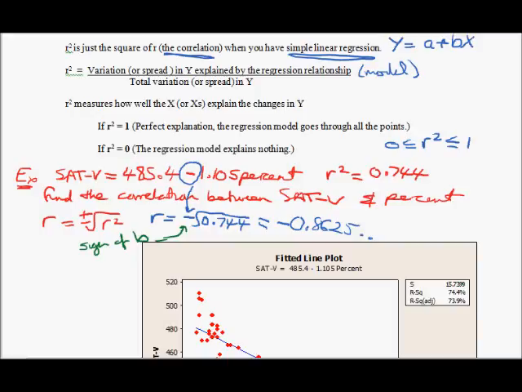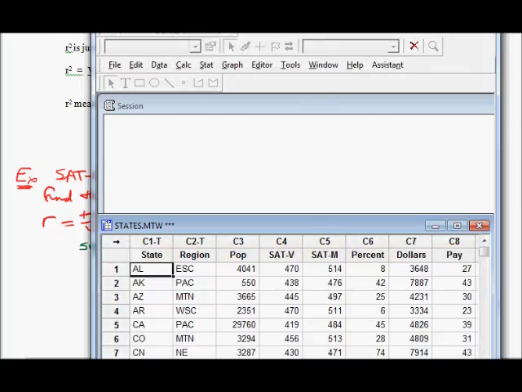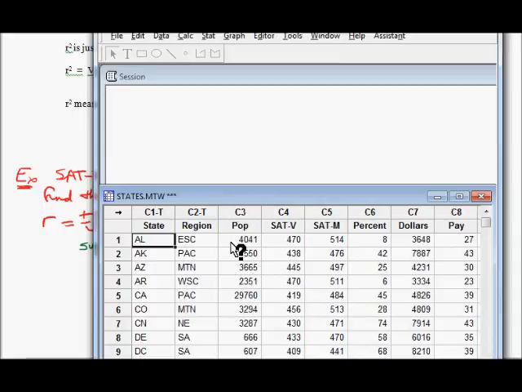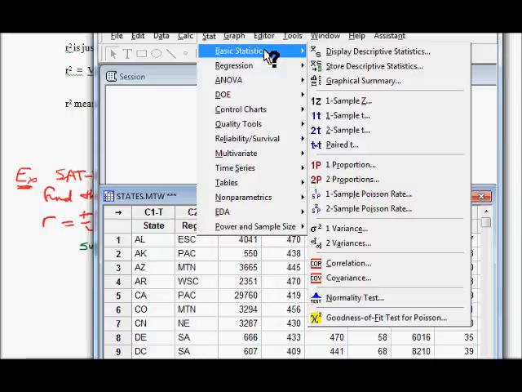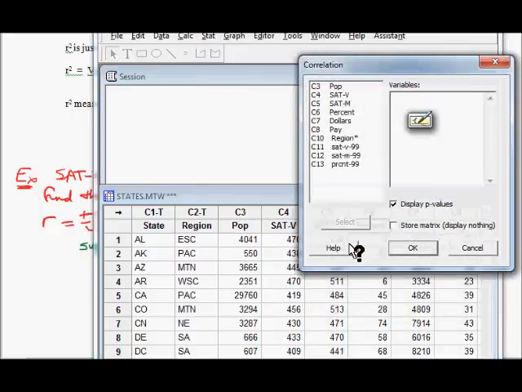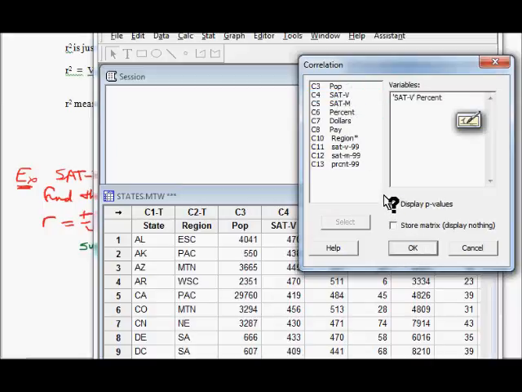So I have the Minitab up here, so I can open it up. Here's the Minitab. Here's the actual data, right? Our states data. And we're looking at verbal and percent, right? We're looking at those two. So I can do Stat, Basic Stats, Correlation. I want the correlation between verbal and percent.